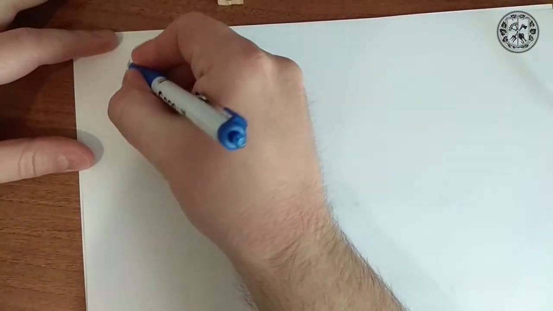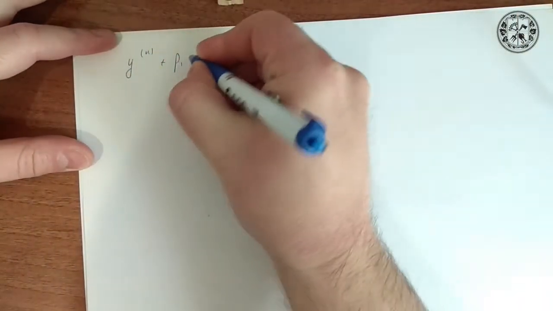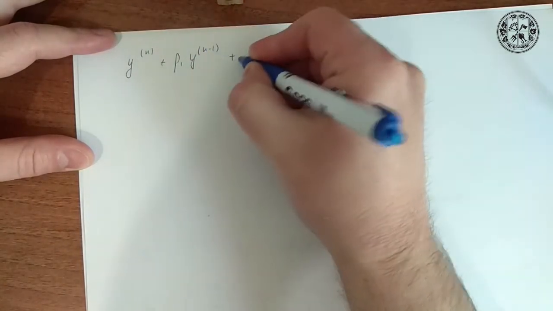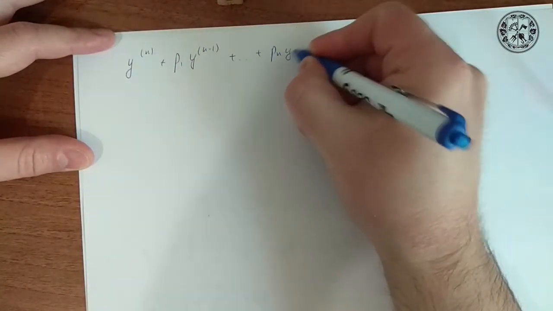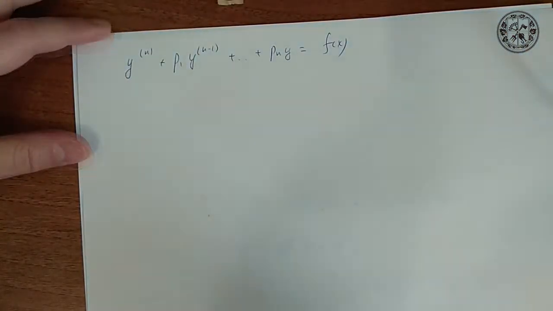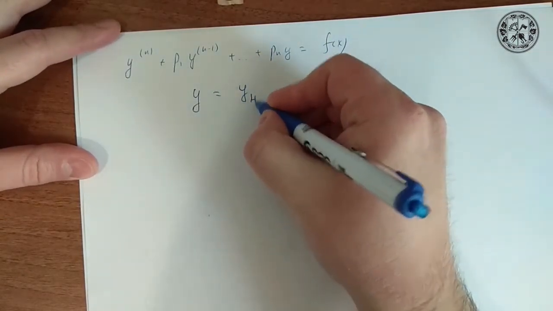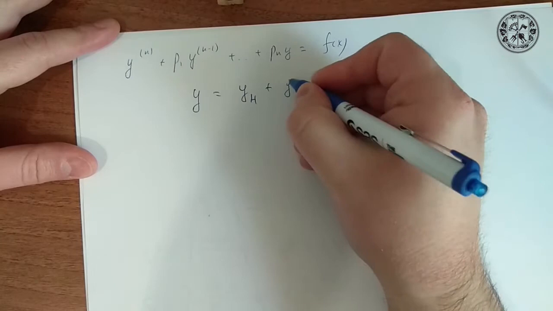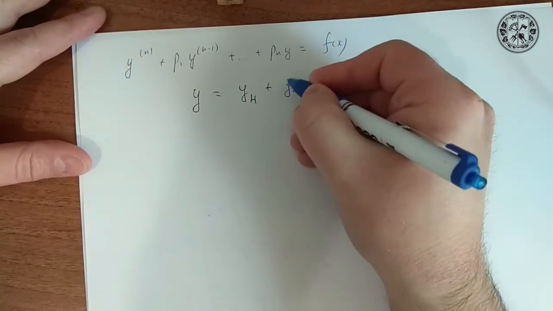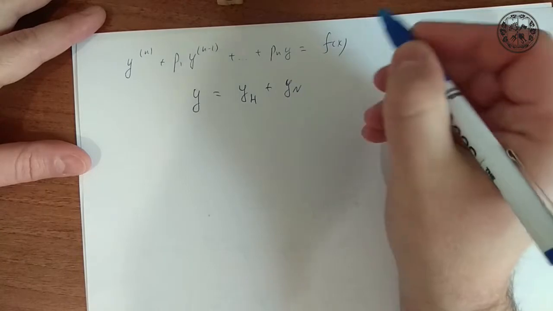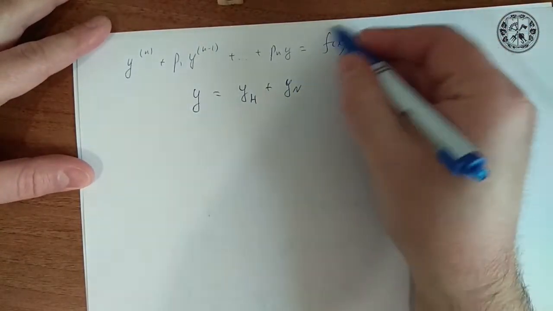One more method of solving such equations is Euler's method for equations with some special right part. So we have some equation y^(n) + p1 y^(n-1) + and so on + pn y = f(x). The solution of this equation is y taken from the homogeneous plus y taken from the non-homogeneous, and here we can find this yn using the form of this function.